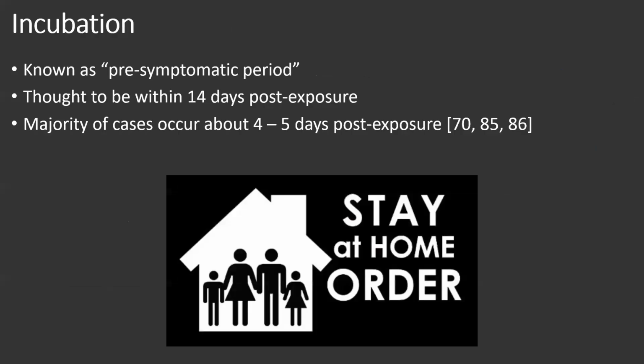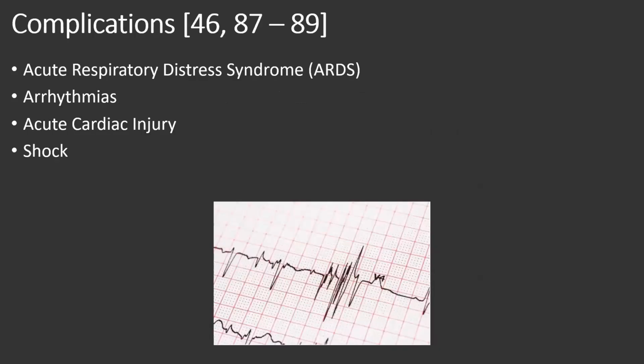Sometimes we hear of people being issued stay-home notices of 2 weeks due to the incubation period for COVID-19, which is also known as the pre-symptomatic period, where some infected people could be contagious and transmissions can actually occur. So it is thought to be within 14 days following exposure, with most cases actually happening about 4 to 5 days post-exposure. So some of the complications of COVID-19 have been indicated to be acute respiratory distress syndrome, or ARDS, arrhythmias, acute cardiac injury, and shock.